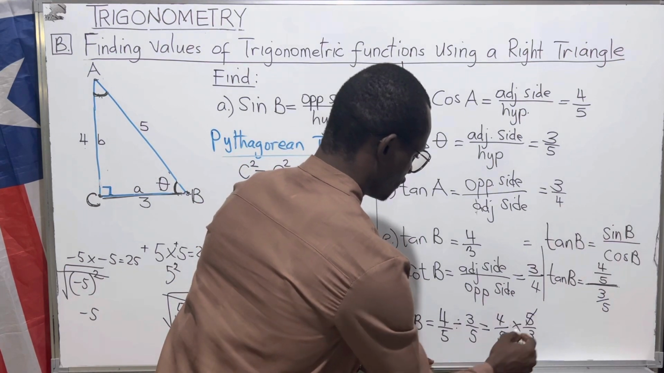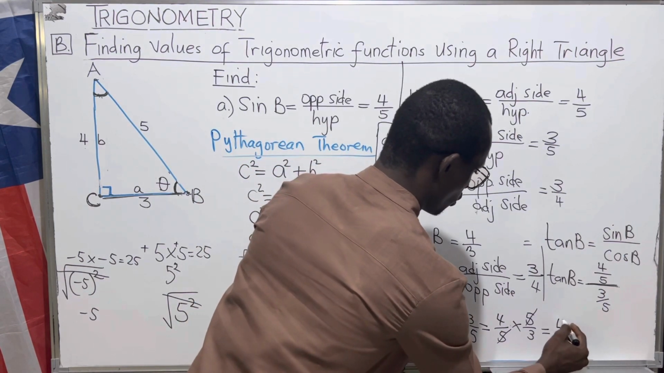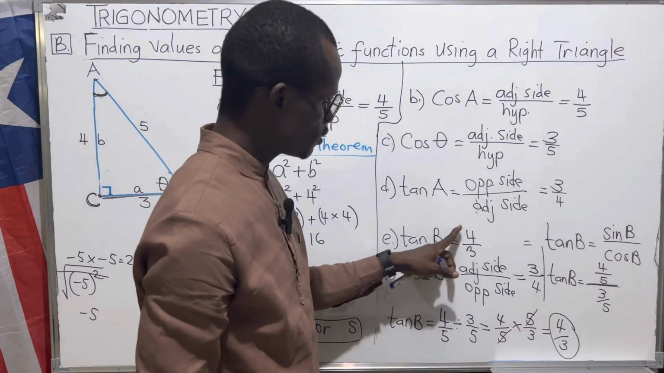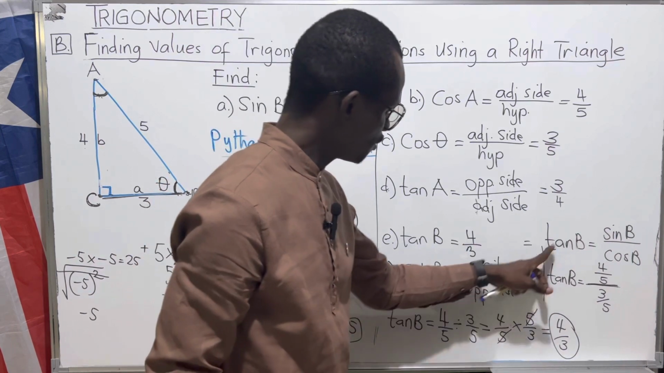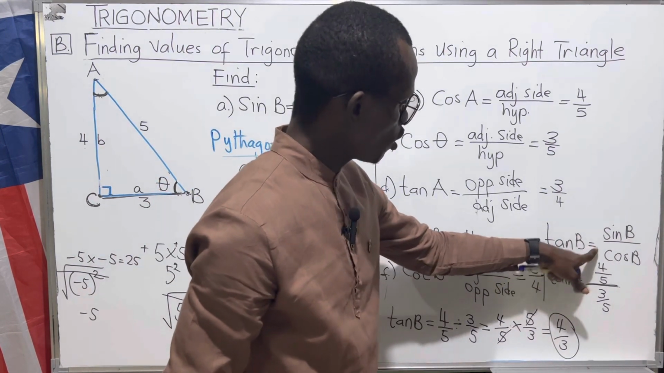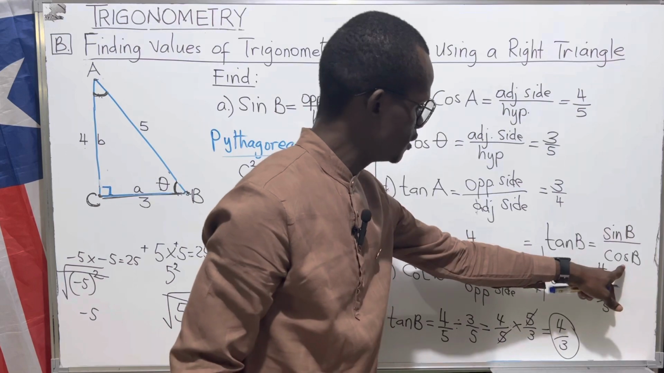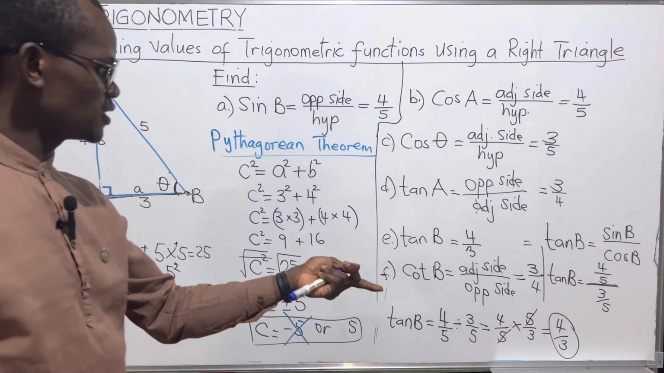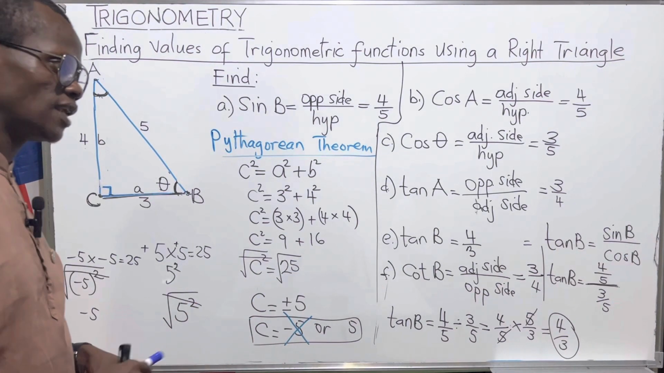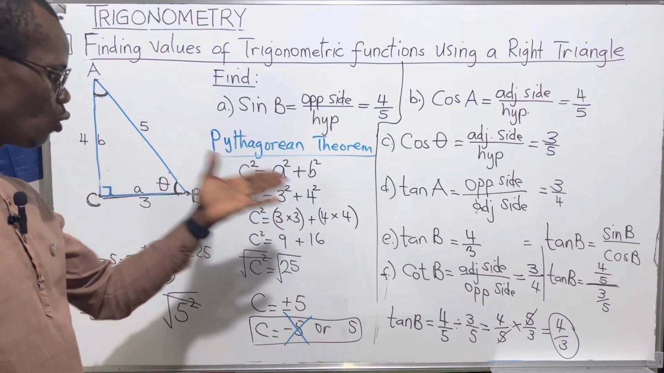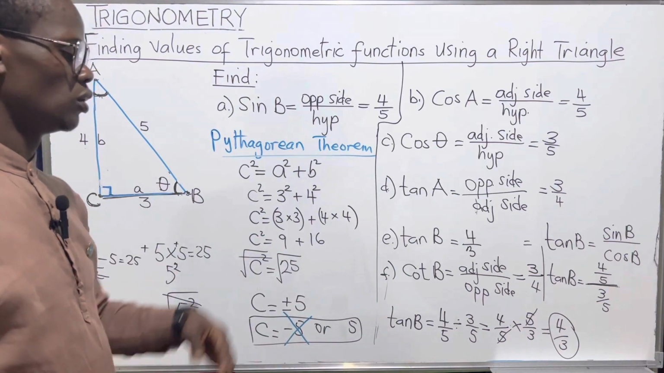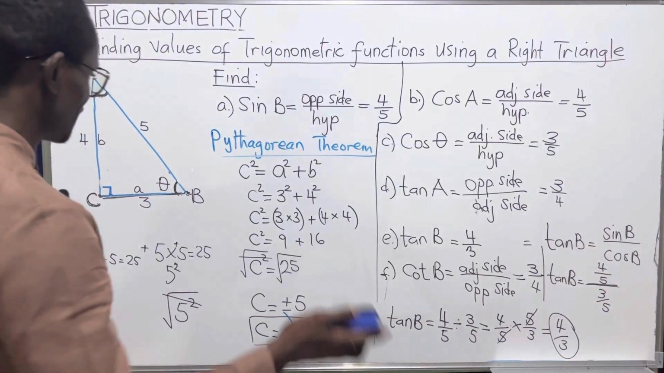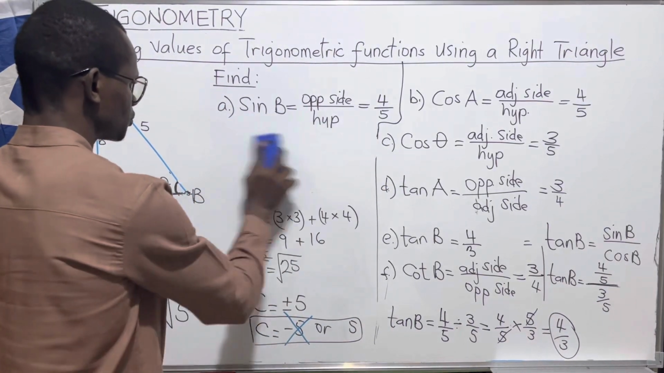So what do you observe? 5 can cancel 5, so we're left with 4 over 3. So tangent of B is equal to 4 over 3. And tangent of B, which is also sine of B over cos of B, is 4 over 3. So that's the reason why we said tangent is equal to sine over cos. And cotangent is equal to cosine over sine.